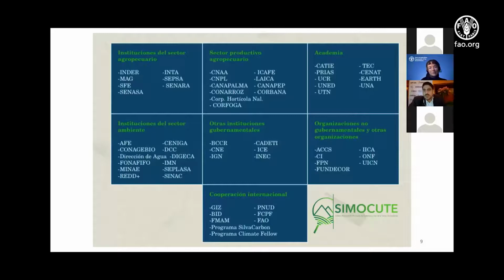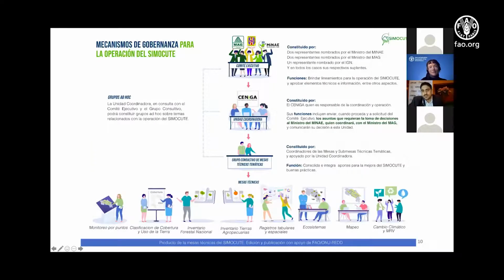The work of these institutions is coordinated through technical working groups, represented in the base of the image in this slide. We also have a consultative committee integrated by the coordinators of the work groups and the National Center of Environmental Information, or CENIGA, the office where I work, which serves as the coordination unit of SIMOCUTE. In the upper level of the structure, we have the steering committee integrated by representatives from the Ministry of Environment, the Ministry of Agriculture, and the National Geographic Institute of Costa Rica.